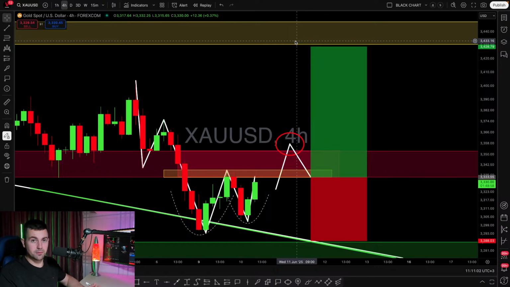That was the signal. That was the main reason why pound pairs started to drop this morning with the London session opening.